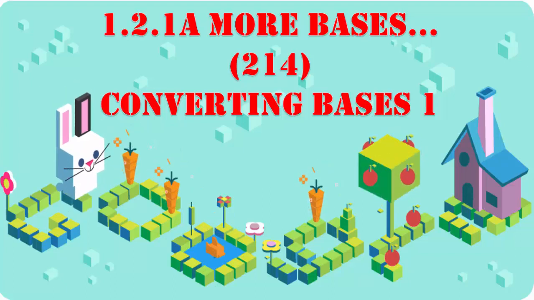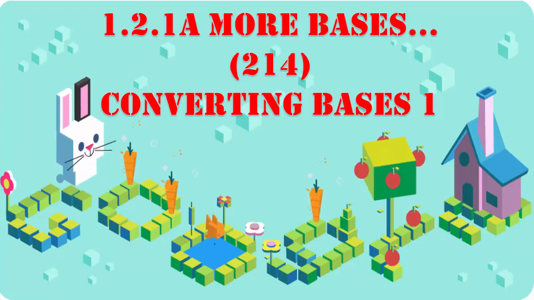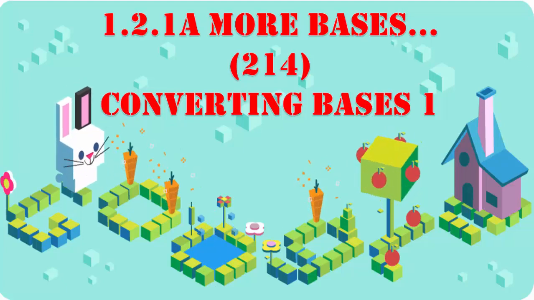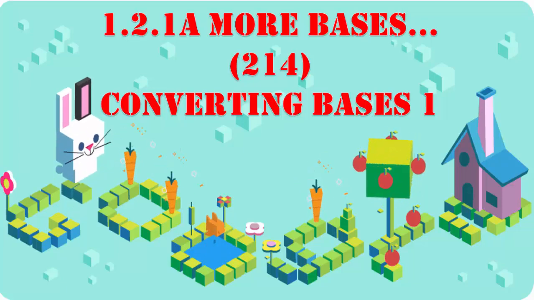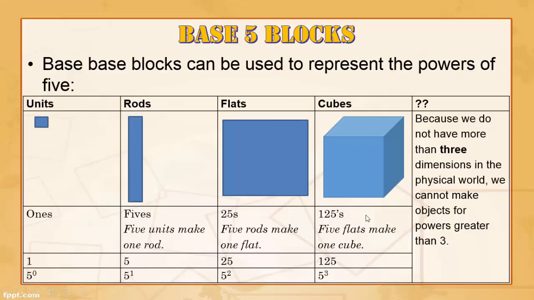Welcome to Chapter 1.2, Part 1A, and this is going to be more about bases and converting bases. So here we're going to look at what's called base 5 blocks. Base 5 blocks work a lot like base 10 blocks, except they're based in, guess what? 5. So the ones are the ones, and we have 5 to the 0. Well, as I said, anything to the 0 power is 1.